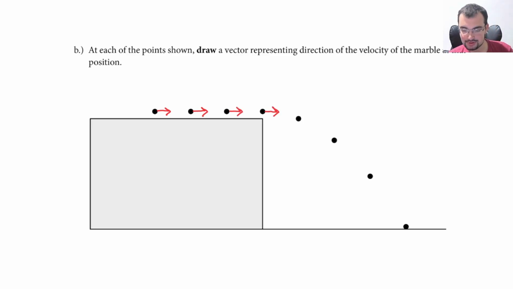So now what happens? Well, as the marble falls, gravity is going to speed it up, speed it up, speed it up. But there's nothing that's going to cancel that horizontal velocity. So it's going to be down right, more down, same amount right, more down, same amount right, more down, same amount right. So we see that the velocity is becoming more and more down, but it's still angled to the right.